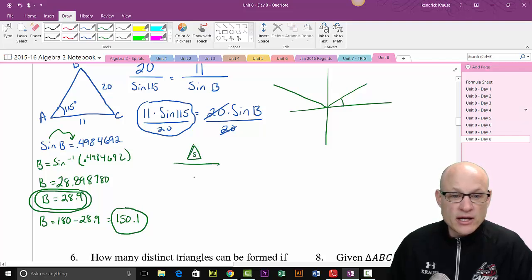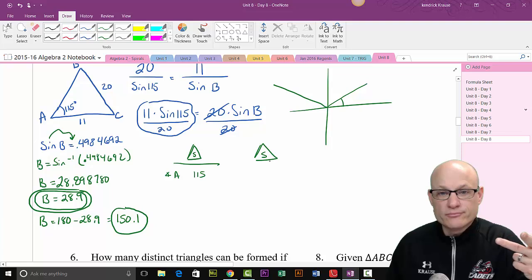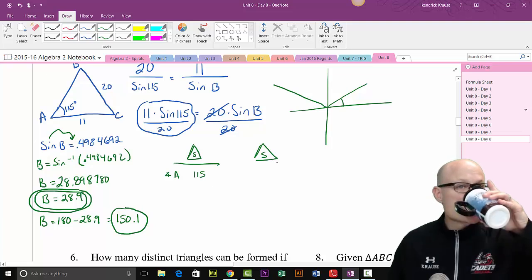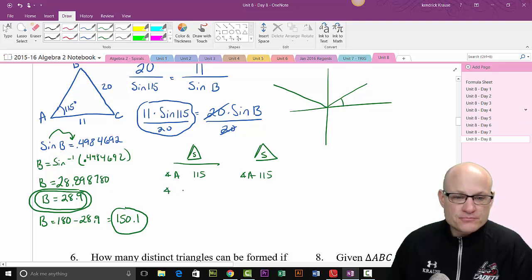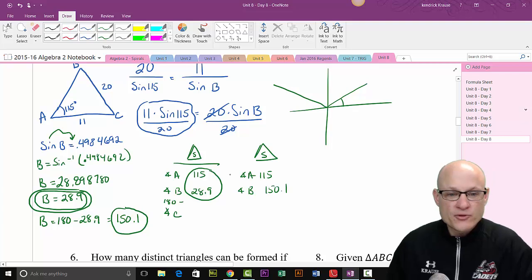Here's what we got. We were given that angle A was 115. So we're checking to see how many triangles we can have. The answer is either 0, 1, or 2. Can't be 3. Angle A is 115. Angle B, we came up with 28.9, or angle B came up with 150.1. Now, the only way to find angle C is to do 180 minus these two. So let me do that.